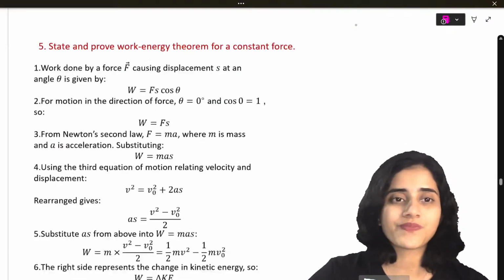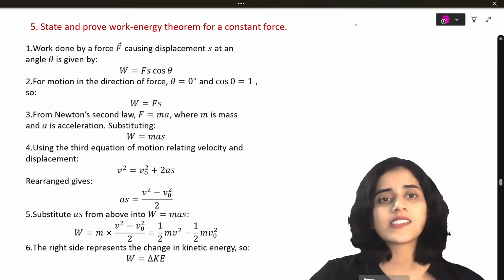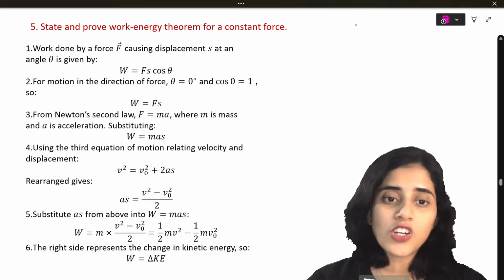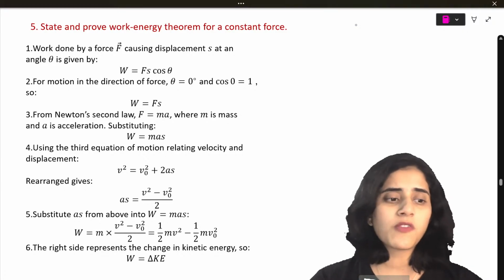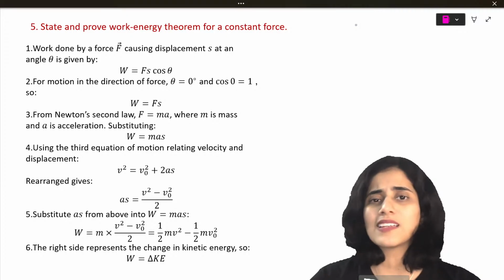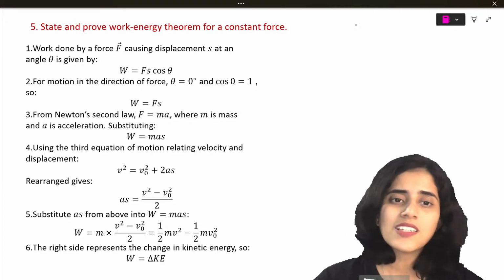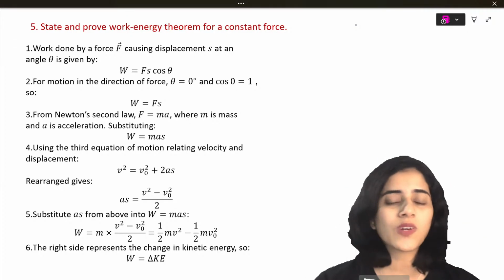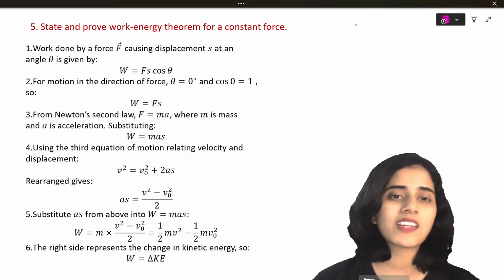Okay. Next question. State and prove work energy theorem for a constant force. Some of you might be like, ma'am, will this long question come for 3 marks? I've just put all the steps. That's why it looks long. But it's actually very easy.